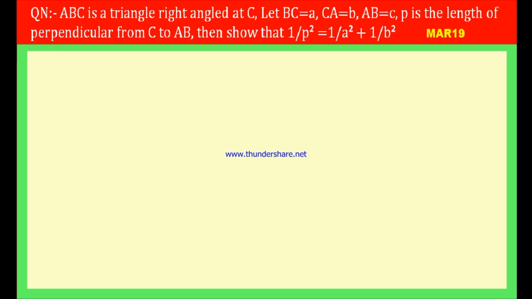I shall repeat. ABC is a triangle, right angle at C, and let the side BC is equal to small a, side CA is equal to small b, and the side AB is equal to small c, and P is the length of the perpendicular from C onto AB. Then show that 1 by P square is equal to 1 by A square plus 1 by B square. This question appeared in March 2019.